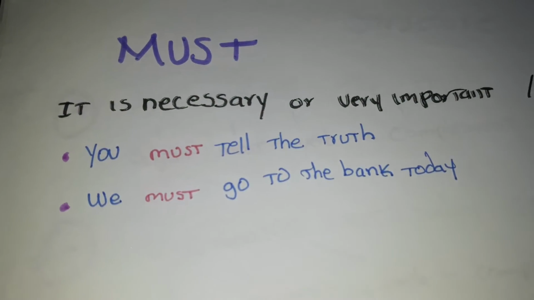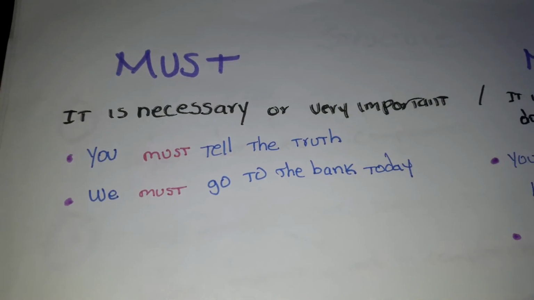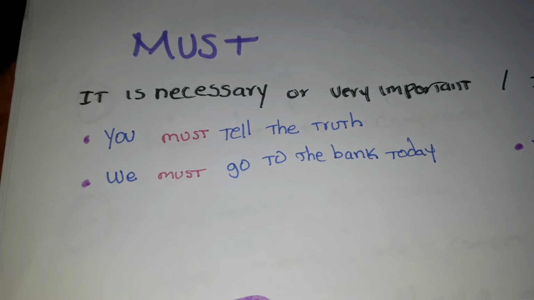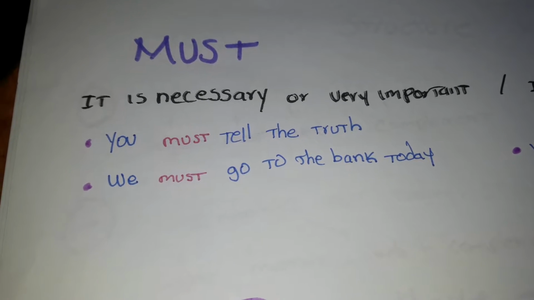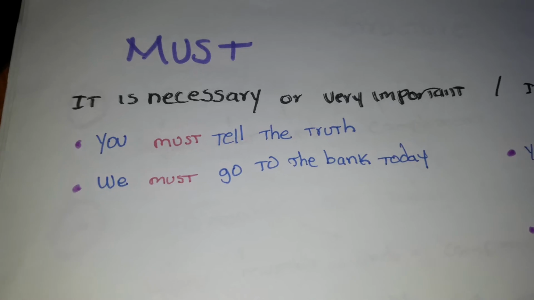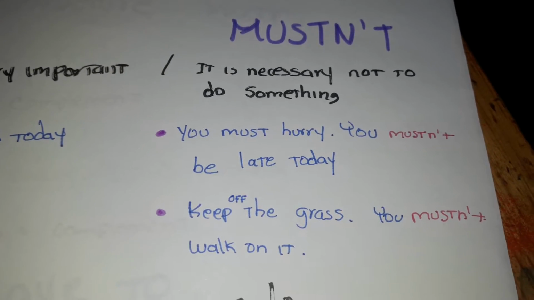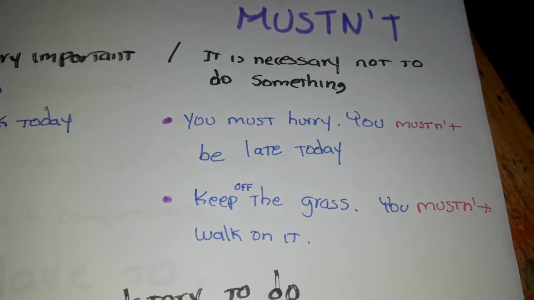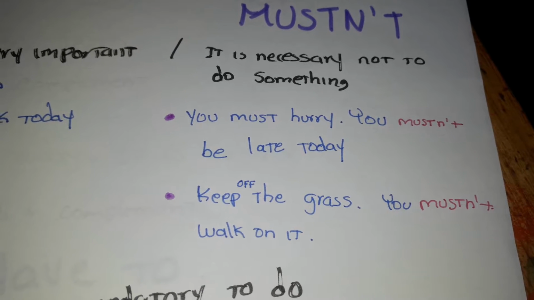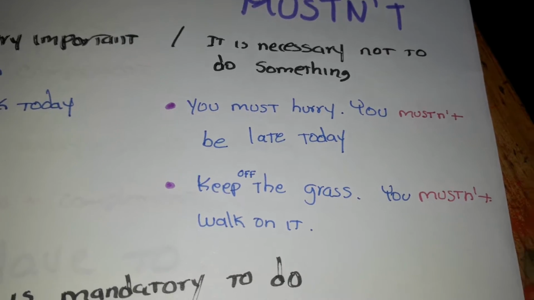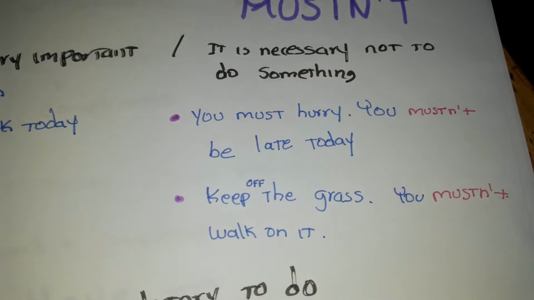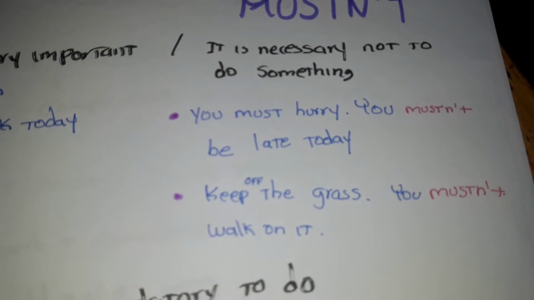This is an example of must. It is necessary or very important to do. An example is: you must tell the truth, or we must go to the bank today. In negative form, it is necessary not to do something: you must hurry, or you mustn't be late today. Okay? Okay, you must hurry, you mustn't be late today.